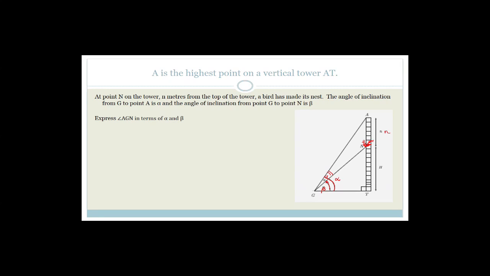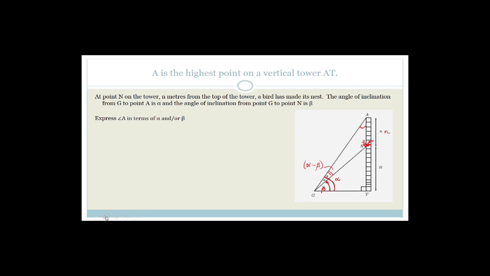Well, that's pretty easy, because if this whole thing is alpha and this little part is beta, then do you agree this teeny bit is going to just be alpha minus beta? Because the whole of this is alpha and just this bit is beta, so this tiny bit is alpha minus beta. Doable. Next it says express angle A in terms of alpha and/or beta.